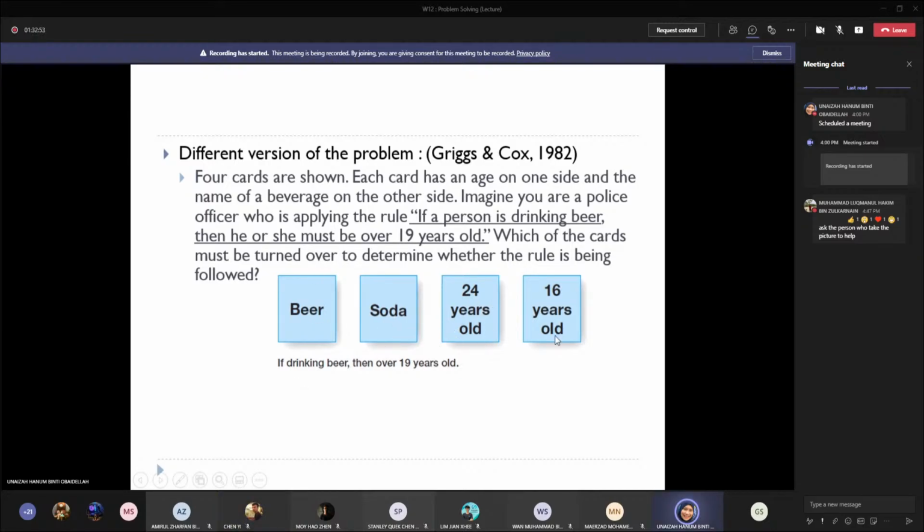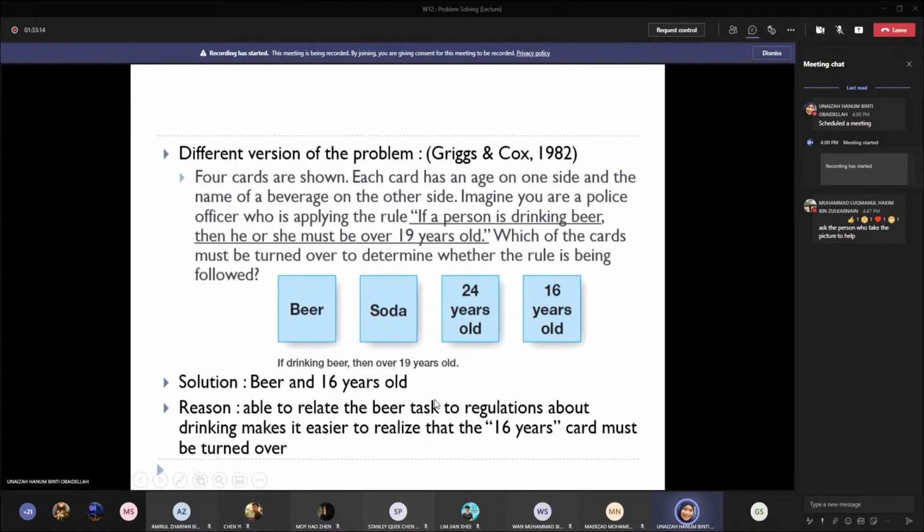So in this case, solving that same problem in a different representation is a lot easier compared to the earlier one, because now you know that you need to prove this rule, and which one of these actually disproves it. So you just need to check for beer and 16 years old, which is true. So these are the 2 cases that you have to check.